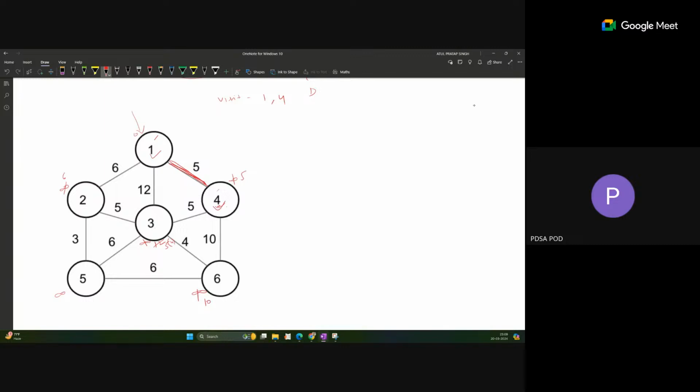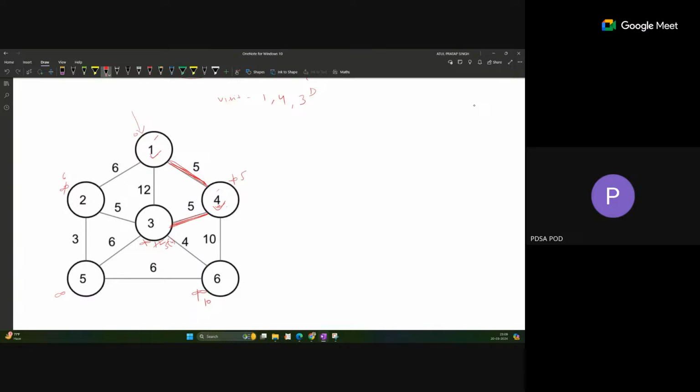So this is visited, this is visited. Only 2 are connected. So now just check again. Which one is the smaller? 3 is smaller, so 3 will be selected next. Where are we getting this 3 from? This edge will be selected. And now we have selected 3.